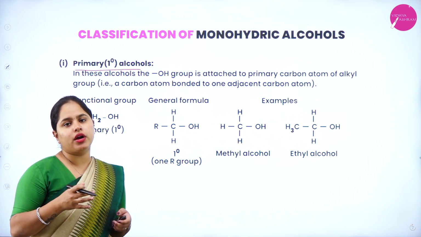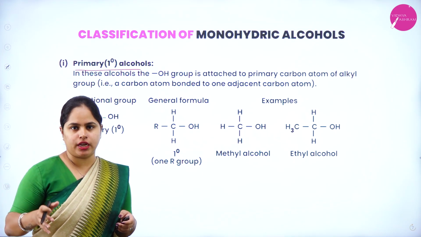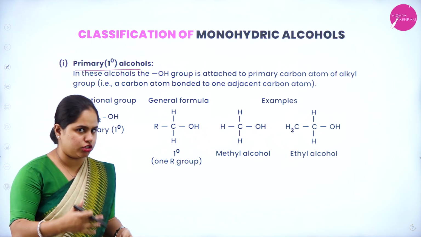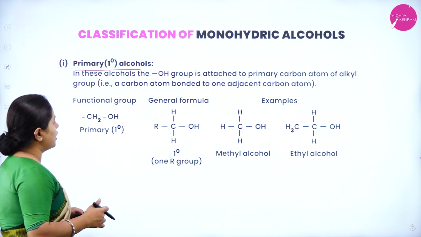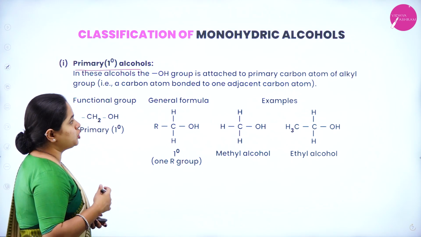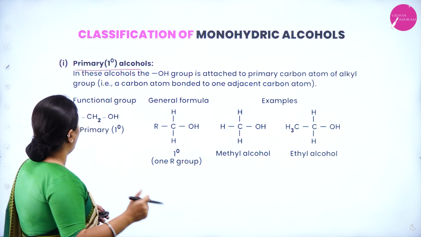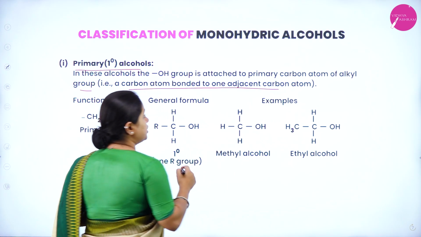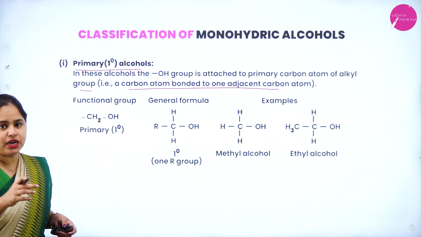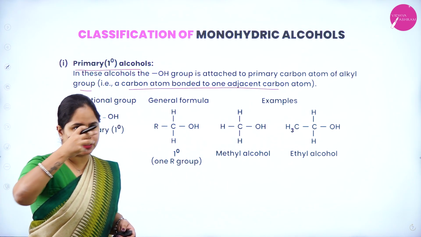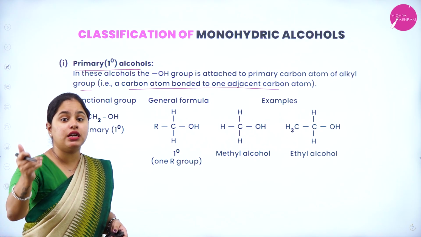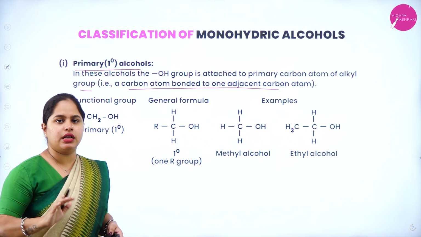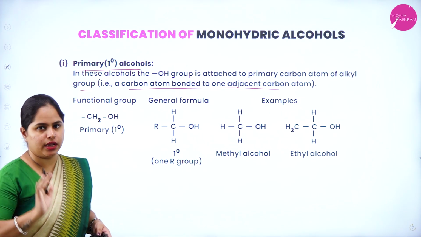Okay, so you know how to identify primary, secondary and tertiary carbon atoms. Based on that itself we are going to understand what primary, secondary and tertiary alcohols are. In these alcohols the hydroxyl group is attached to the primary carbon atom of the alkyl group, that is a carbon atom bonded to one adjacent carbon atom. So the carbon atom which is directly attached to the hydroxyl group is further attached to only one other carbon atom, or it can be hydrogen atoms also, but only one other carbon atom.